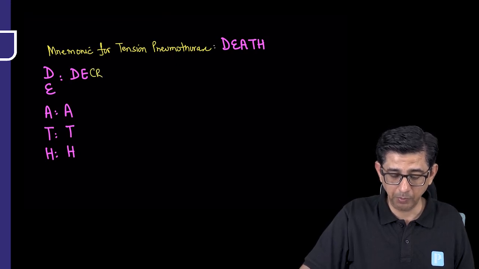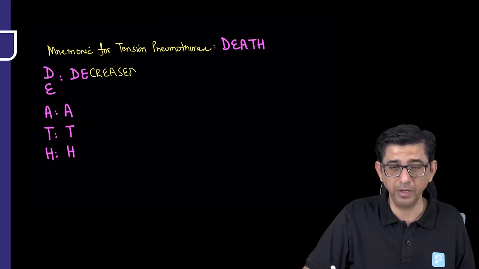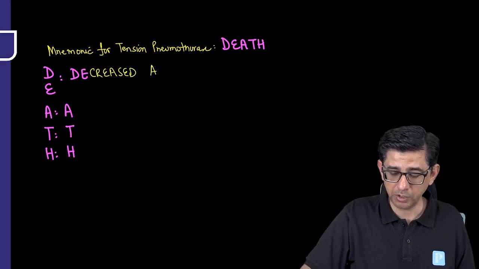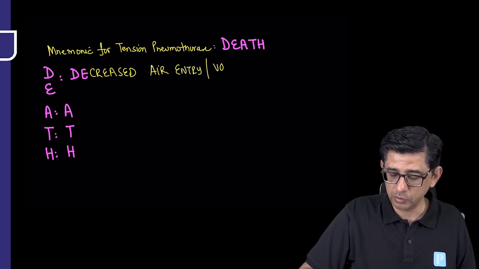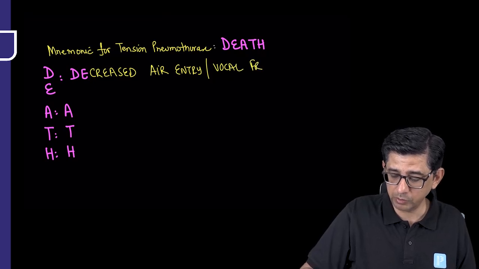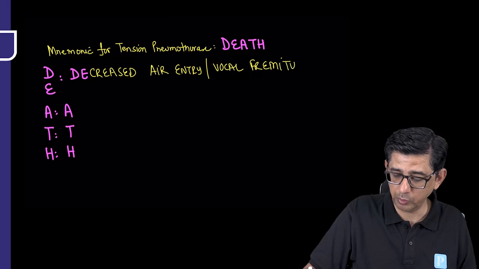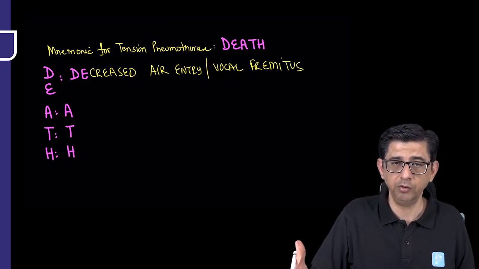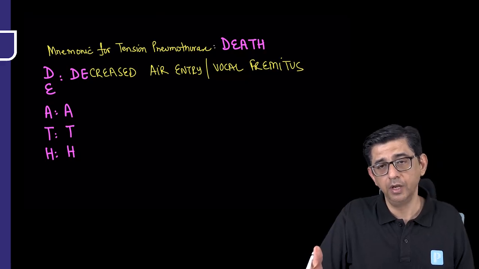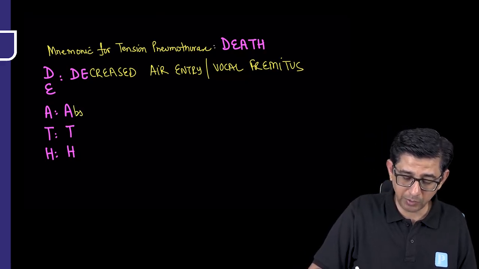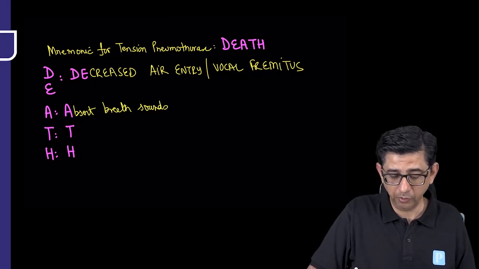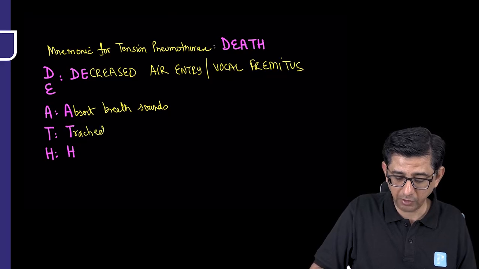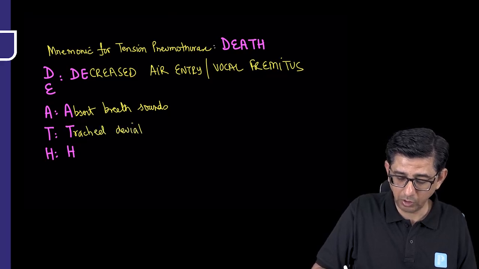So the first entry to be remembered in this mnemonic is that there is going to be a decreased air entry in the chest, and instead of writing decreased air entry, he might even describe decreased vocal fremitus. Because tension pneumothorax is a life-threatening condition and can contribute to death in a person, that is why we have to remember that it would be a decreased air entry. The second aspect would be absent breath sounds. Instead of mentioning absent breath sounds, as I've explained to you, some MCQs might even say the word distant breath sounds. Then would be tracheal deviation.